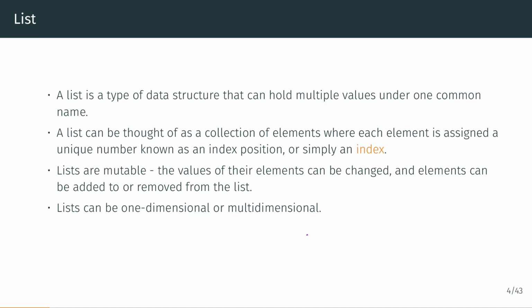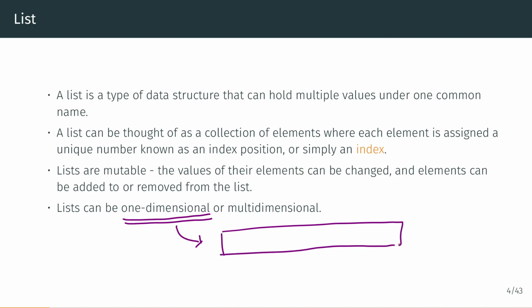But in this lecture, we'll only talk about one-dimensional lists. Conceptually speaking, you can think of a one-dimensional list as a table with just one row, or you can visualize this as a table with one column. That's okay too, whatever suits you. It can be a single row with multiple columns, or a single column with multiple rows.